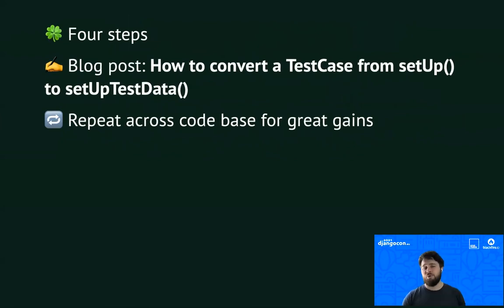This technique takes only 4 steps. There's a 5th one, maybe if you're on the older Django. And I wrote a blog post on this called How to Convert a Test Case from Setup to SetUpTestData. You can find this through Googling, or I'll try to paste it in the chat right now. You can repeat this technique across your code base for these great gains. So if it can speed up an individual test case 2 or 3 times, then if you apply it across your entire code base, then you'll achieve that speed up massively.